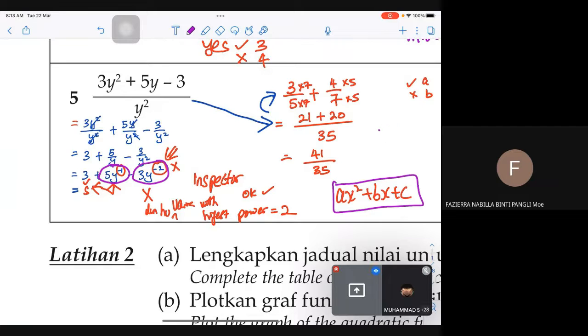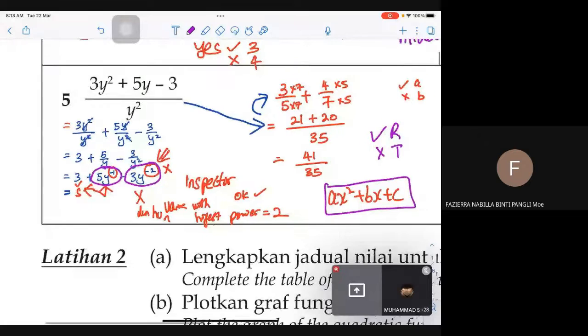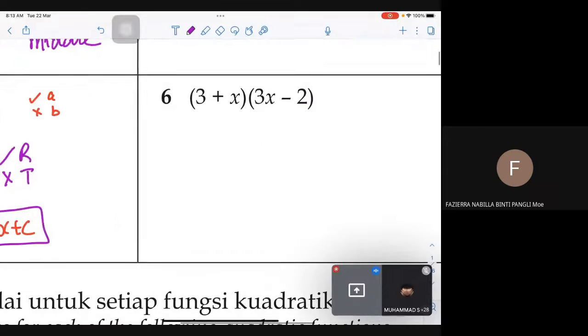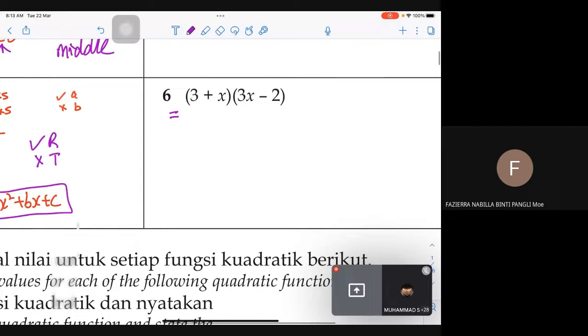So understand? If yes, reply me R. If not, reply me T. Okay, good. So this one should be no problem. Just do not forget the equal sign.